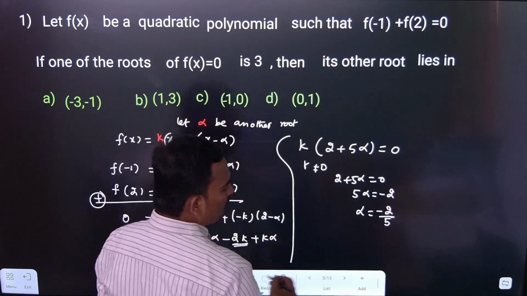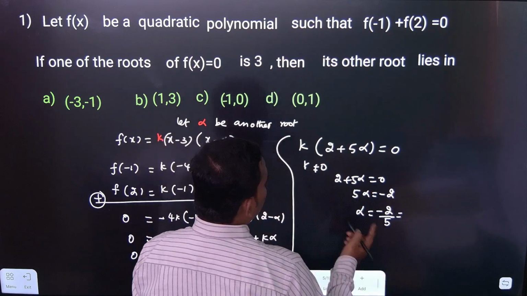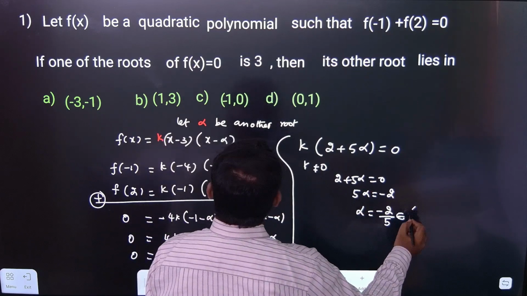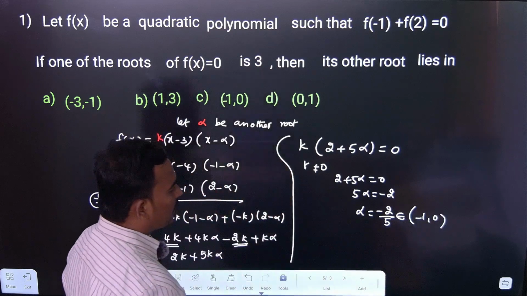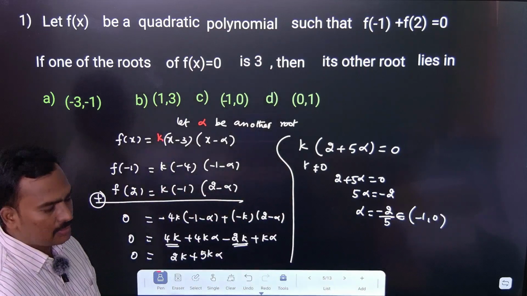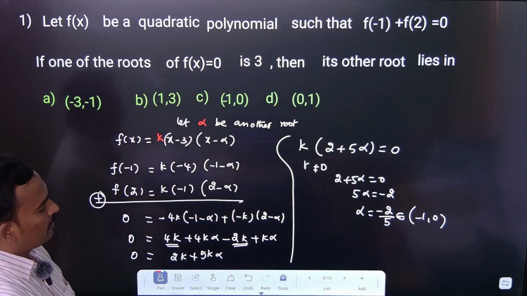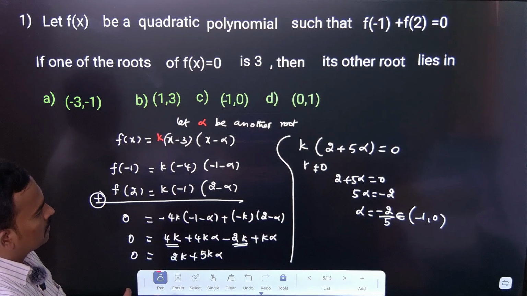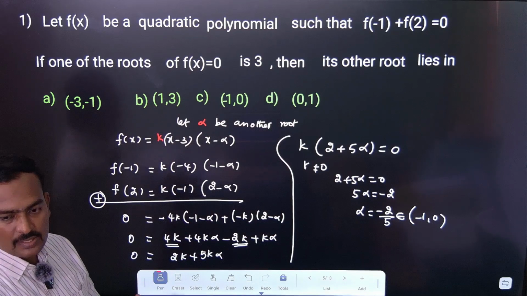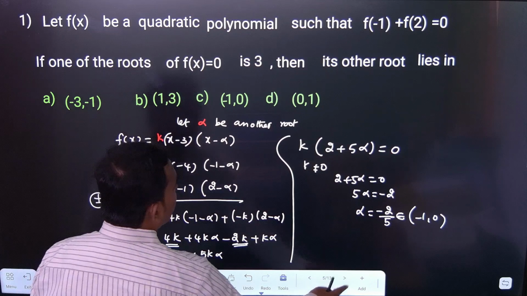This is the other root. This is minus 0 point something, which belongs to minus 1 comma 0. 0.4 will come, I think, right? Okay, I hope everyone understands. We'll go for the next question.